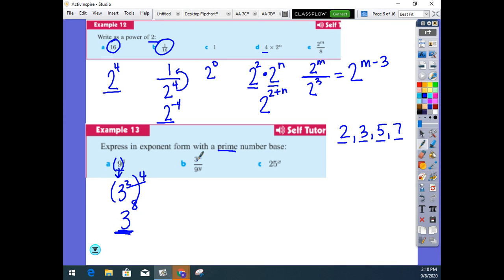All right, 3 is a prime number, so I'm going to keep the numerator. 9 is 3 squared, and I think that's y. So now I have a power to a power, so I multiply. Now I'm dividing bases that are the same, so I subtract the exponents.